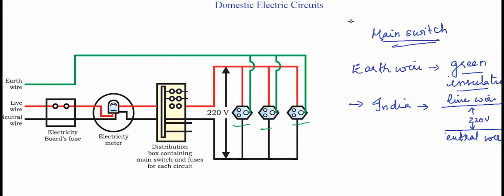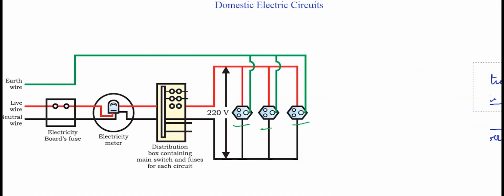Now, what is the use of a fuse, and what is meant by overloading? Overloading is when a large amount of current flows because there is a direct contact between the live wire and the neutral wire. That means if in some way the live wire is directly contacting the neutral wire, in that case we will have overloading.